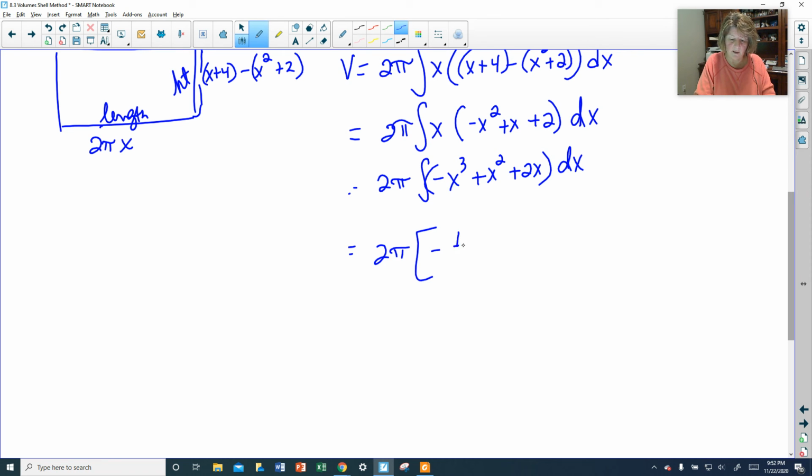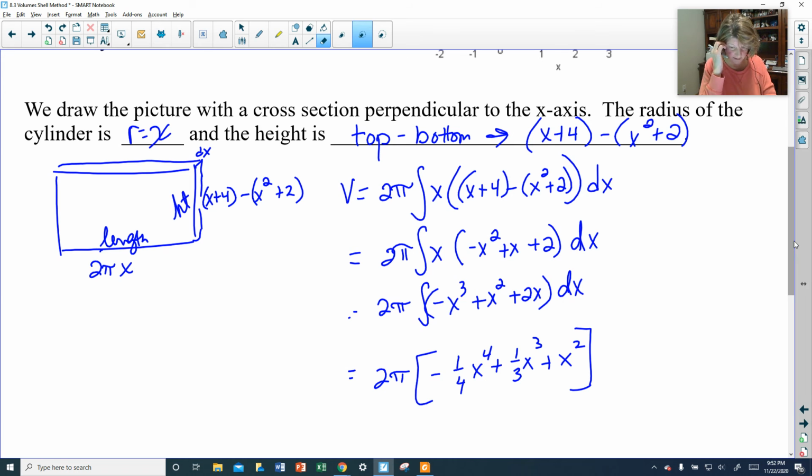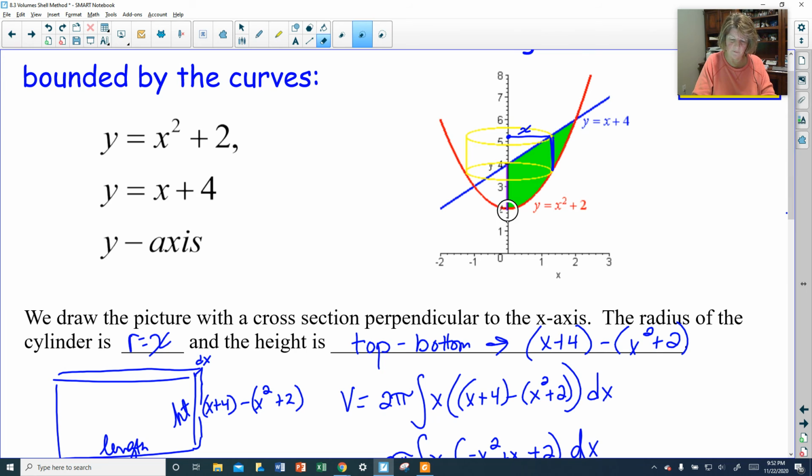So I'd have negative 1/4 x to the fourth plus 1/3 x to the third plus an x squared. I almost wrote plus c. I forgot to do my bounds. Oh, goodness, we got to get those bounds on there. Our bounds, we want to roll from 0. I got to go figure this out. So we started at 0, right? Then we'd have a really skinny cylinder on the inside, and then it's going to get gradually larger and larger following our function coming up there.